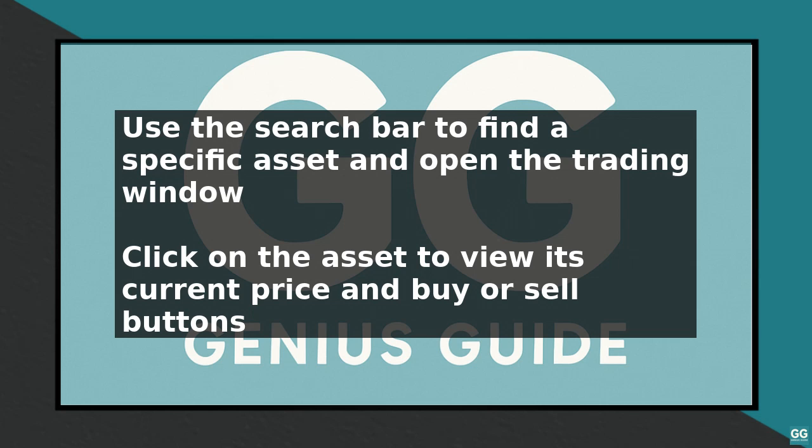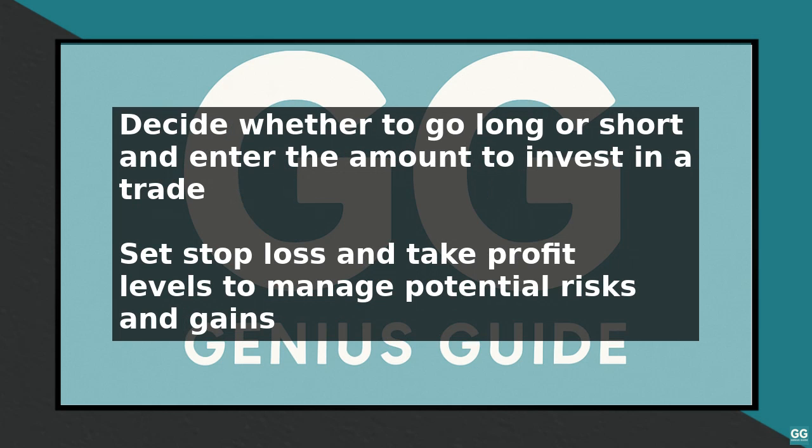The stop loss is the price at which your trade will be automatically closed if it moves against you, while the take profit is the price at which your trade will be closed if it moves in your favor. You can also set a leverage level, which allows you to control a larger position with a smaller amount of capital. Review your trade details carefully before confirming, and make sure you understand the risks involved.